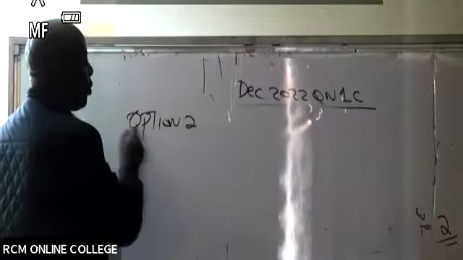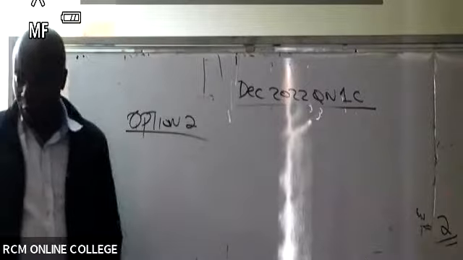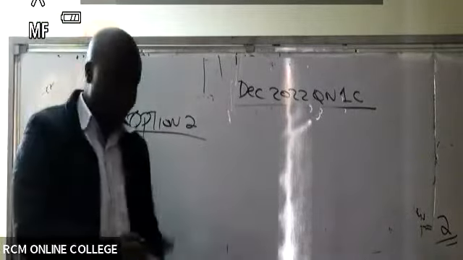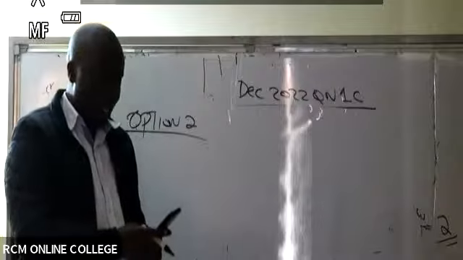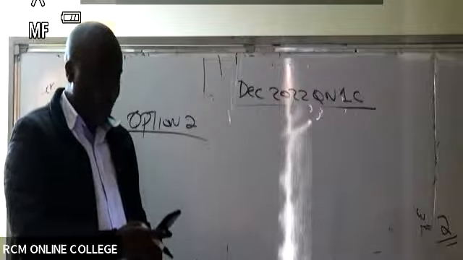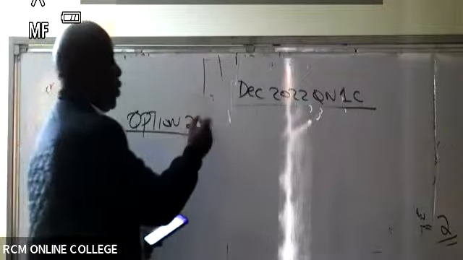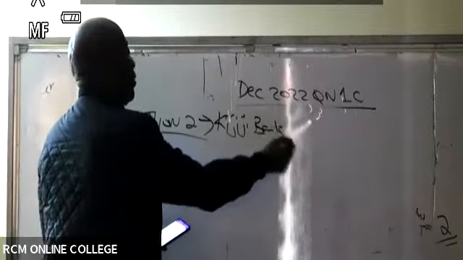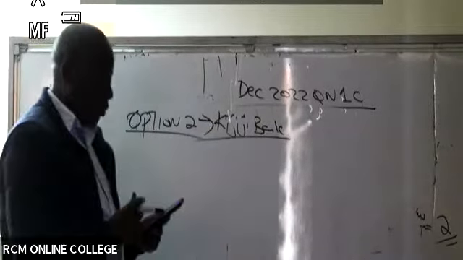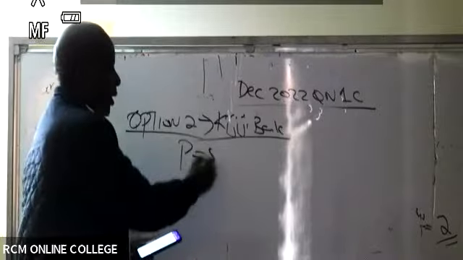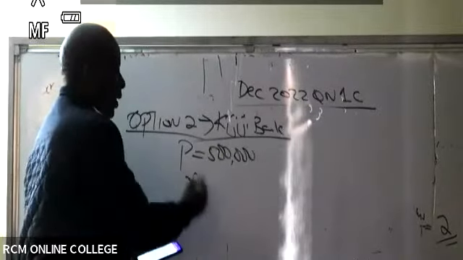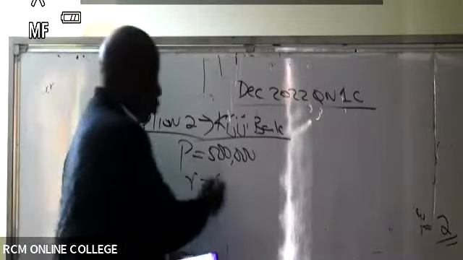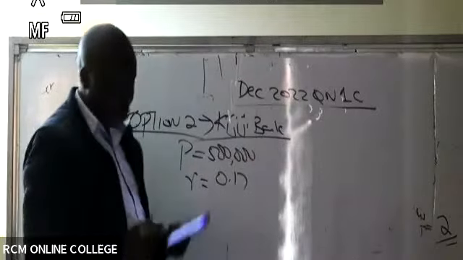Option number 2. What have they told us for option number 2? They have told us that we invest with the Kijiji Bank. The principal amount is still 500,000. The rate of interest, we need to pick the rate of interest. For Kijiji Bank, the rate of interest is 0.17.